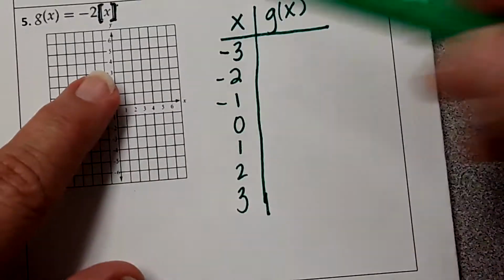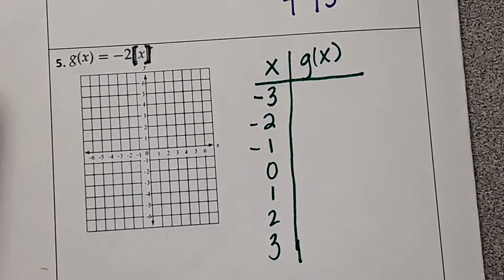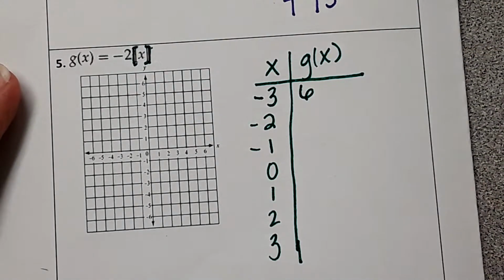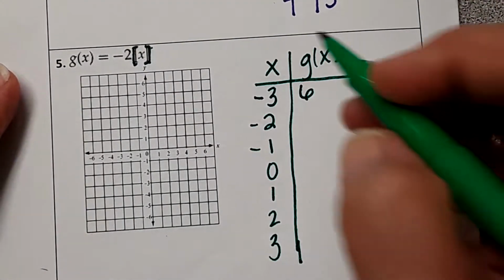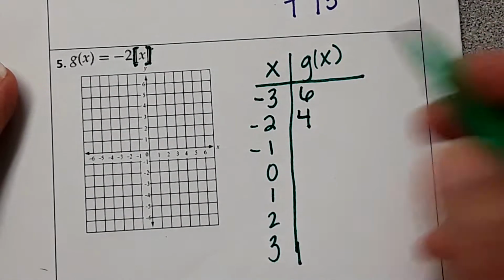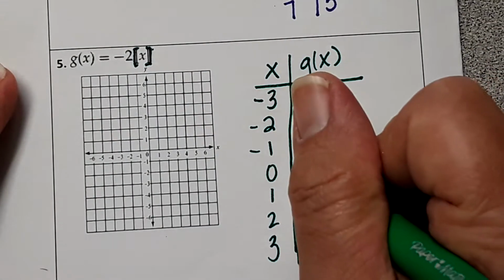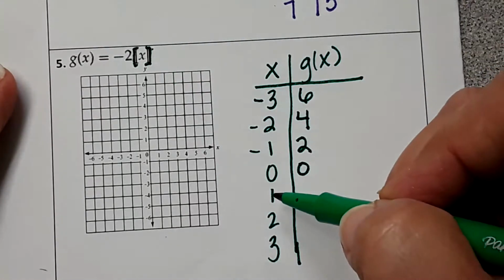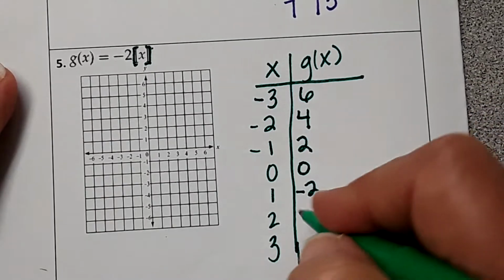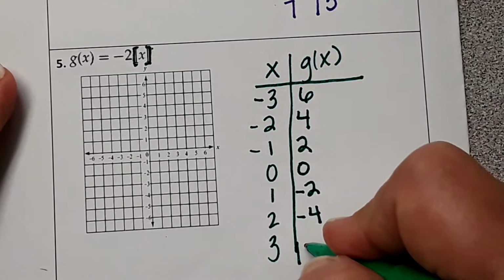Now what we're going to do is we're just going to put in -2 times -3. So what's -2 times -3? 6. What is -2 times -2? It is 4. -2 times -1? 2. -2 times 0? -2 times 1? -2 times 2? -4. And -2 times 3 is -6.